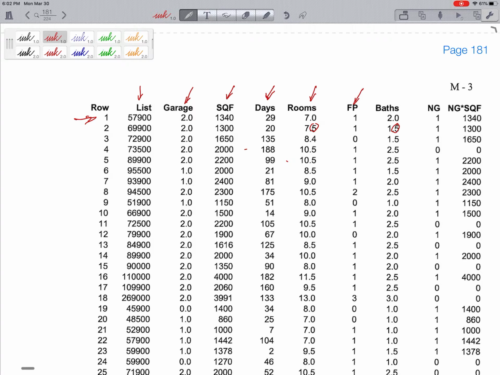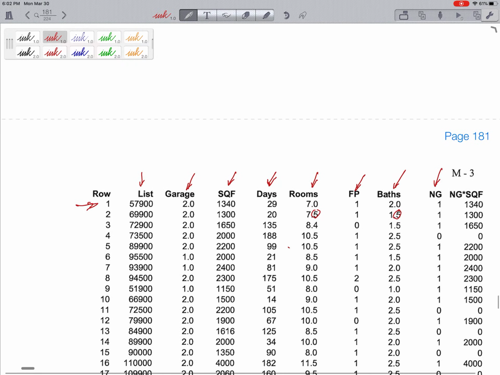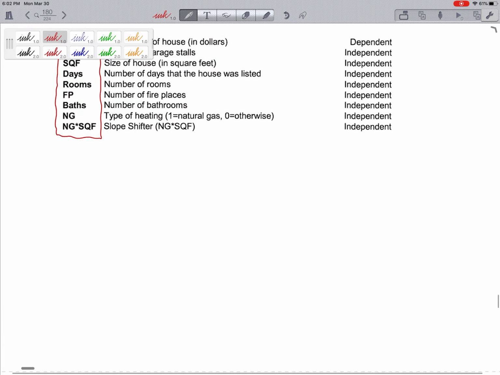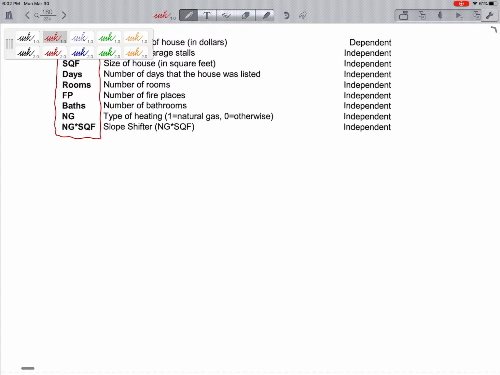This is the number of fireplaces. And it turns out actually to be a really important variable. Number of baths. And then we've got something here which we're going to call a dummy variable. Kind of a goofy name for the thing. But what it is, let me just back up here to where it's described. Right here. And it's the type of heating.